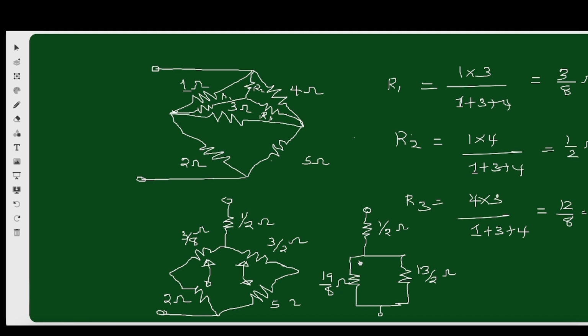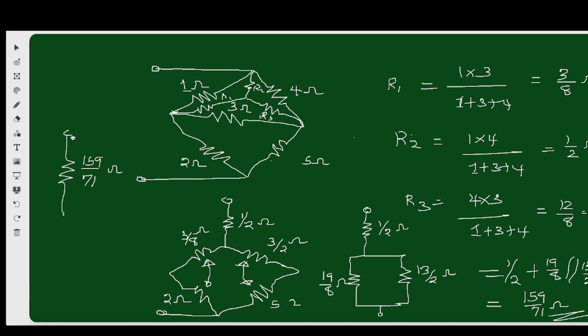Because they are in parallel, you combine them together and they are in series with this. So if you do that, that's 1/2 plus 19/8 parallel 13/2. I already taught you how to combine resistors in parallel. If you don't understand that, go to our first tutorial, where you see how to combine resistors in parallel. The result of this will give us 159/71 ohms. So you can see how we resolved this whole network into just one resistor, and the resistor is 159/71 ohms, and that's it. Delta-Wye conversion.